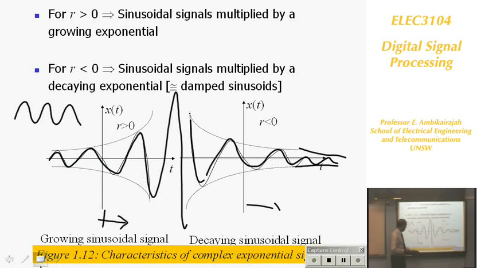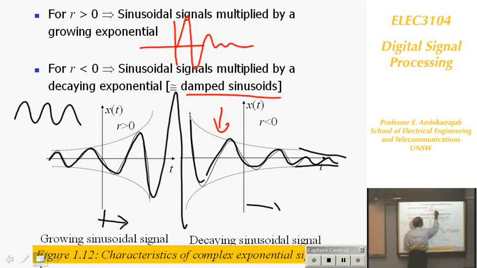So these are called damped sinusoids, because this one decays. A damped sinusoid means it starts like that and then decays like that. That's an example. The damped sinusoid is very useful.